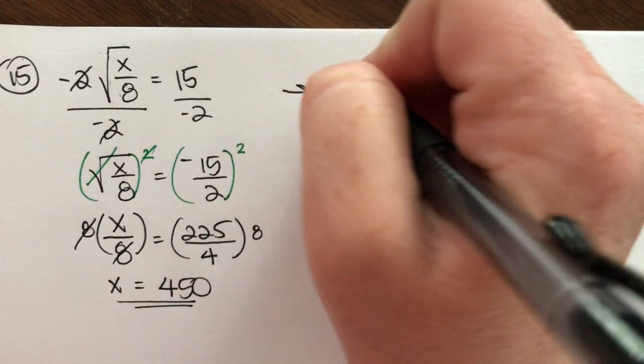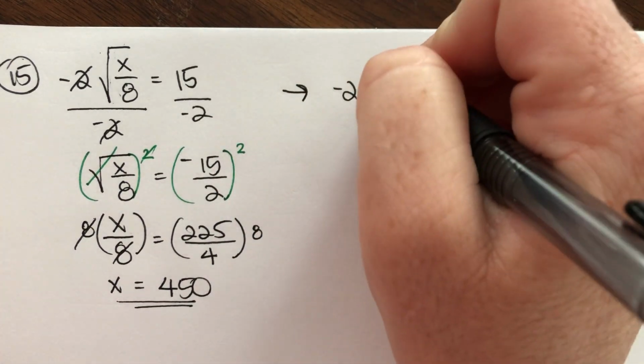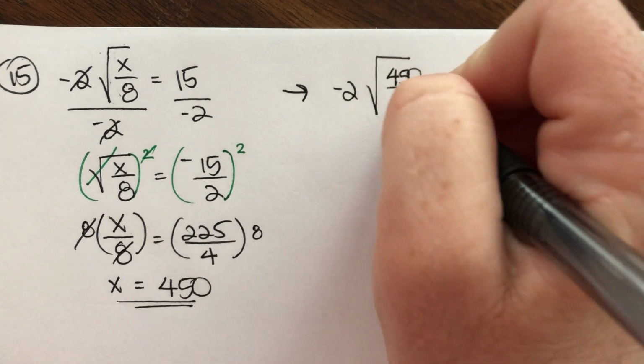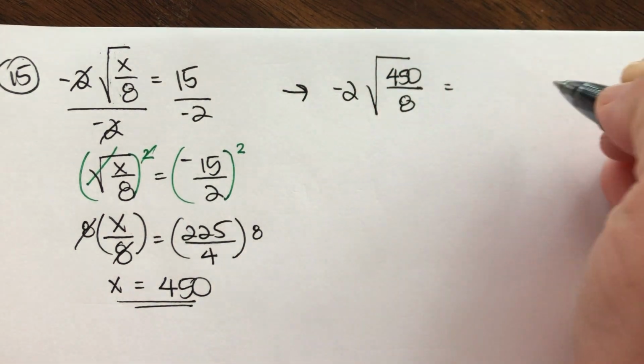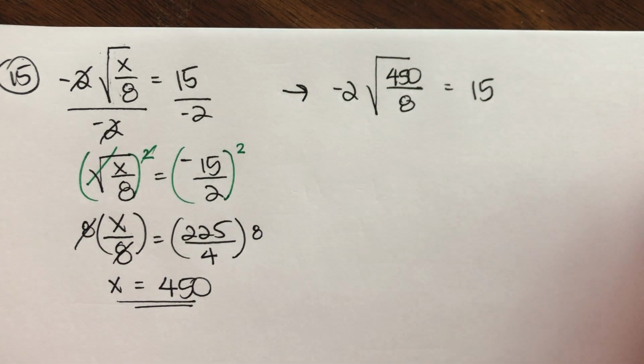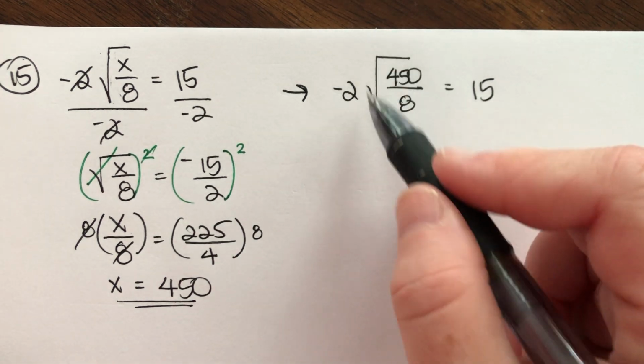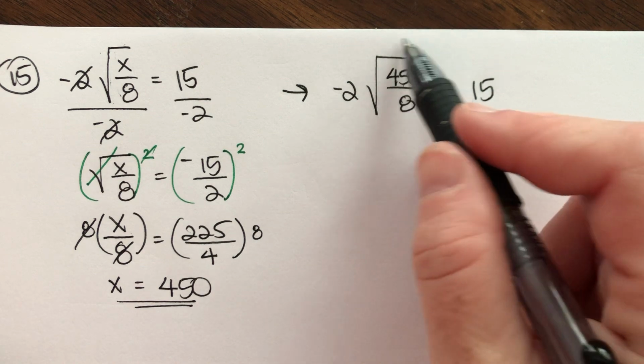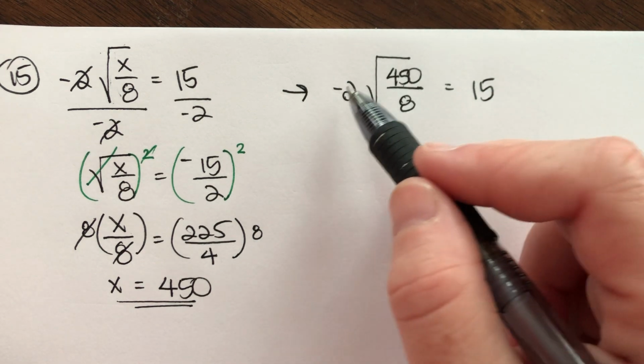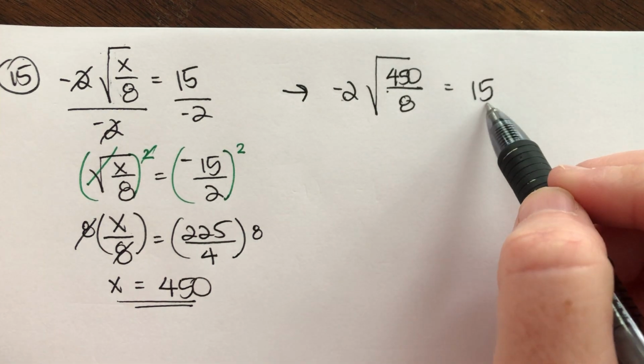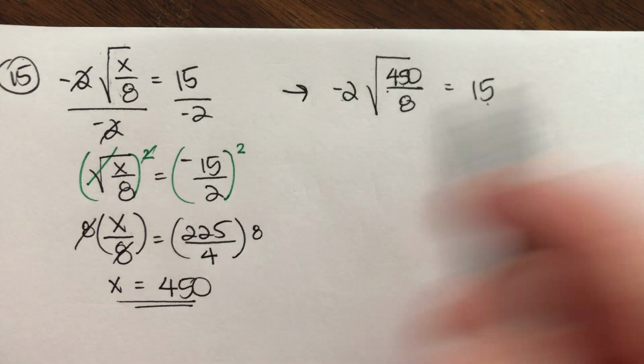So we'll say negative 2 times the square root of 450 over 8 equals 15. Now, I already know this isn't going to work. How do I know that? Because this is a positive number, and it's being multiplied by a negative number. So a negative times a positive should be a negative, and that's not what we have. But I'm going to go ahead and simplify.